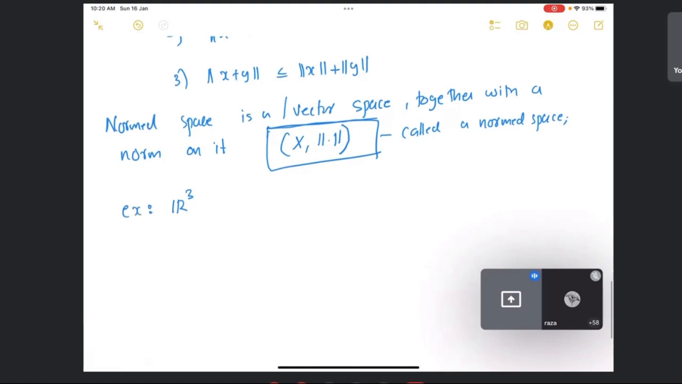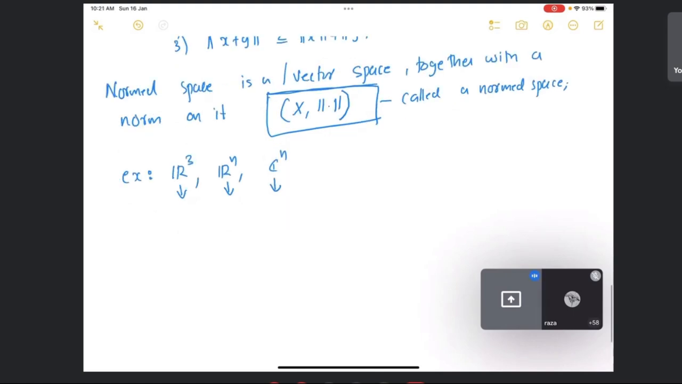So the first example will be R power 3 that you did in your class 12, and you can also have R power n, you can have C power n. And when I list this vector space, you should be able to come up with the norm. So here the norm is the norm you obtain from inner product, that is norm of X will be root of X1 square plus X2 square plus X3 square.